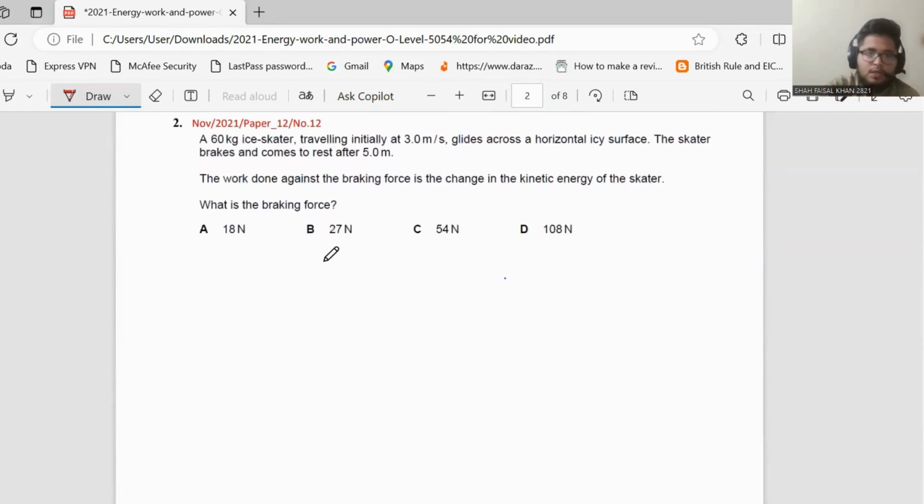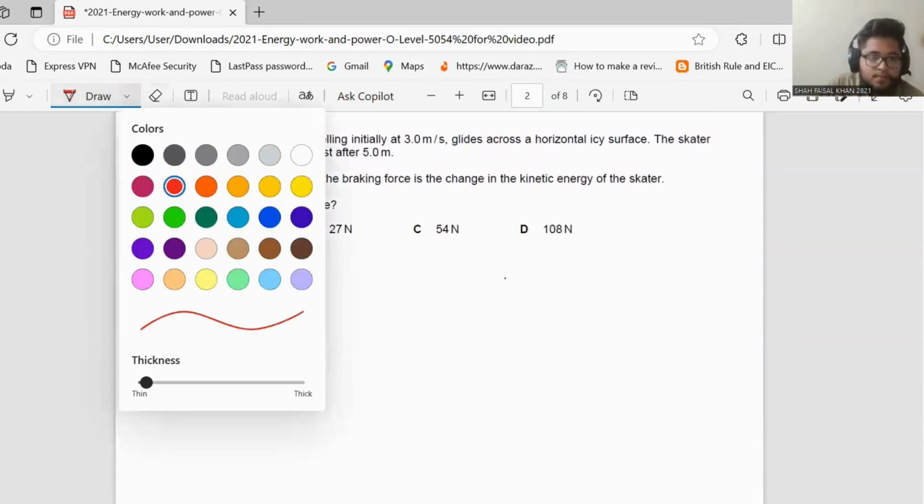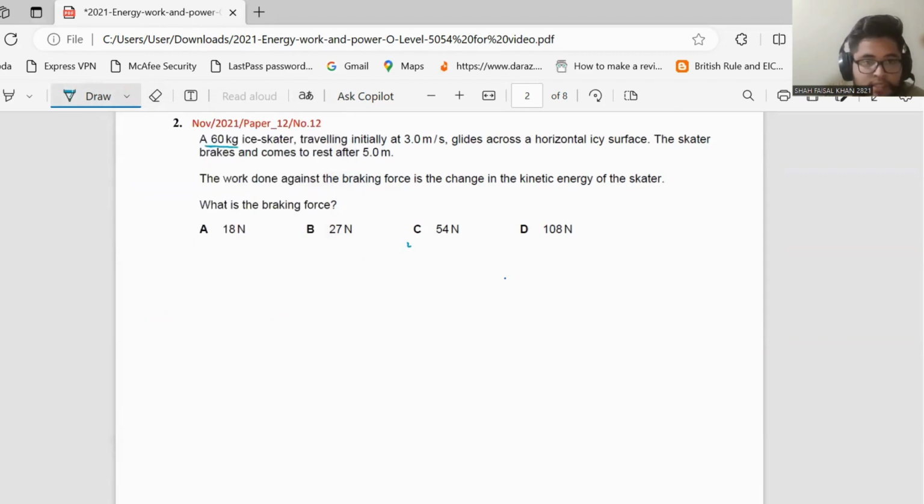Now let's go on to the second MCQ. What's the question? A 60 kg ice skater traveling initially at 3 meters per second glides across a horizontal icy surface. The skater brakes and comes to rest after 5 meters. The work done against the braking force is the change in the kinetic energy of the skater.